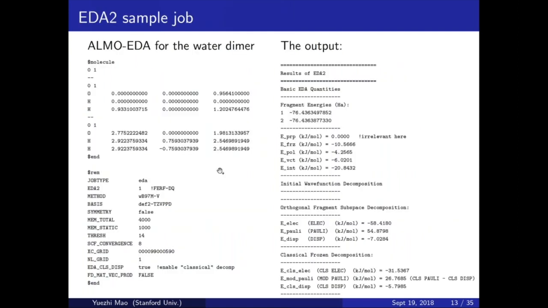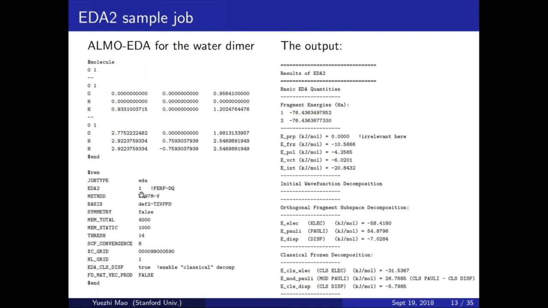And here is a sample job of EDA2, and this is a calculation for the water dimer, and this $molecule section requires this fragment input. So first we set the charge and multiplicity for the total system, then the charge and the multiplicity of each fragment, and the fragments are indicated by the 2 dashes.